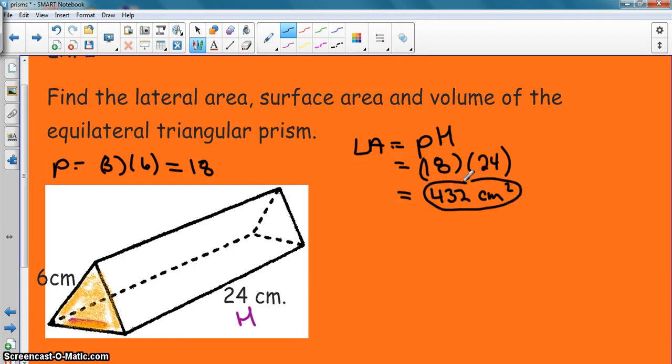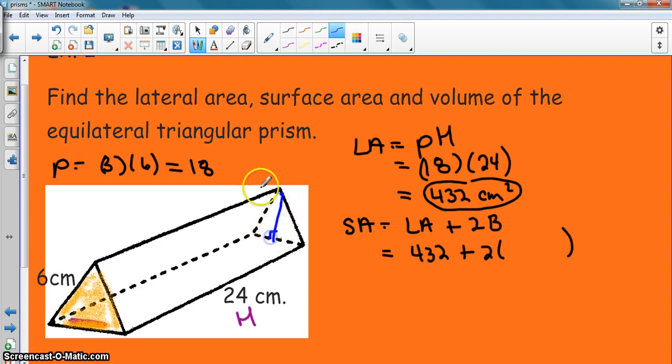Okay, surface area is our next piece. Remember, surface area is all your lateral area, which is all the faces, plus 2 base areas. So I have my 432, and I'm going to add 2 base areas to that. Keep in mind that our base is an equilateral triangle, and there's a couple of ways you can do that. I'm going to work from the idea that an equilateral triangle has 60-degree angles, and I'm going to go over here and draw in that height. I know the base has been cut to a 3-3 split, and that's a 60-degree angle right there.